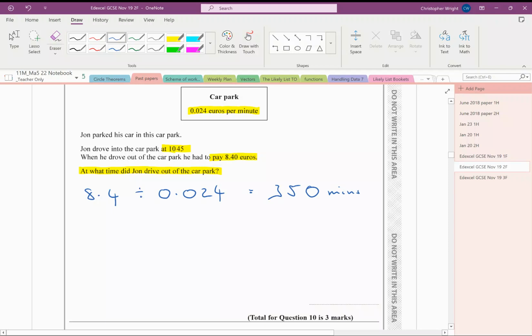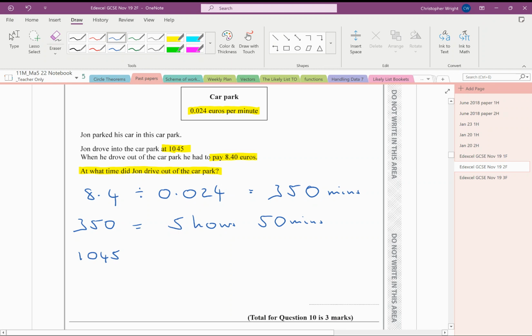Might be easier to convert that into hours, mightn't it? Now, 350 minutes, if I divide by 60, I can work out that that's 5 hours, which is 300 minutes. So it's 5 hours and 50 minutes. Almost 6 hours he stayed, didn't he? Well, he arrived at 10:45.